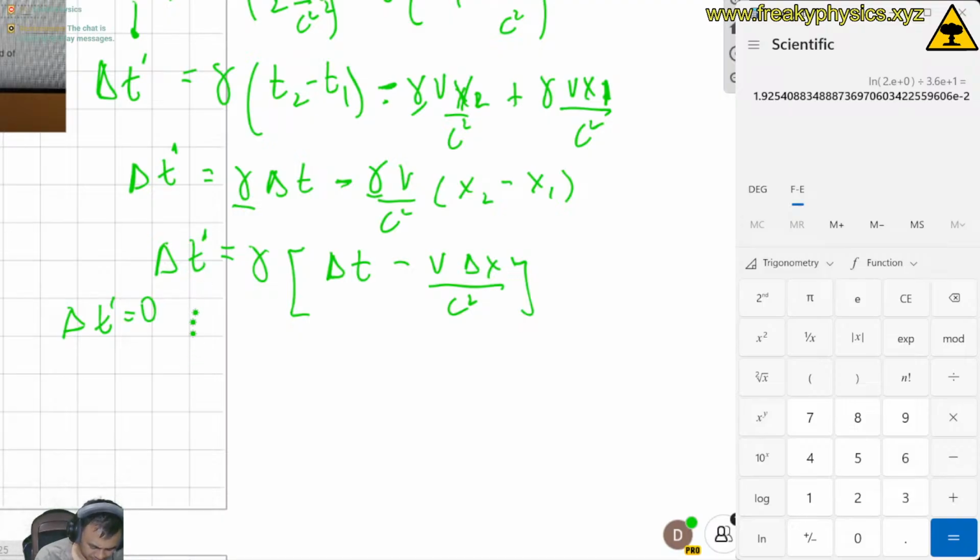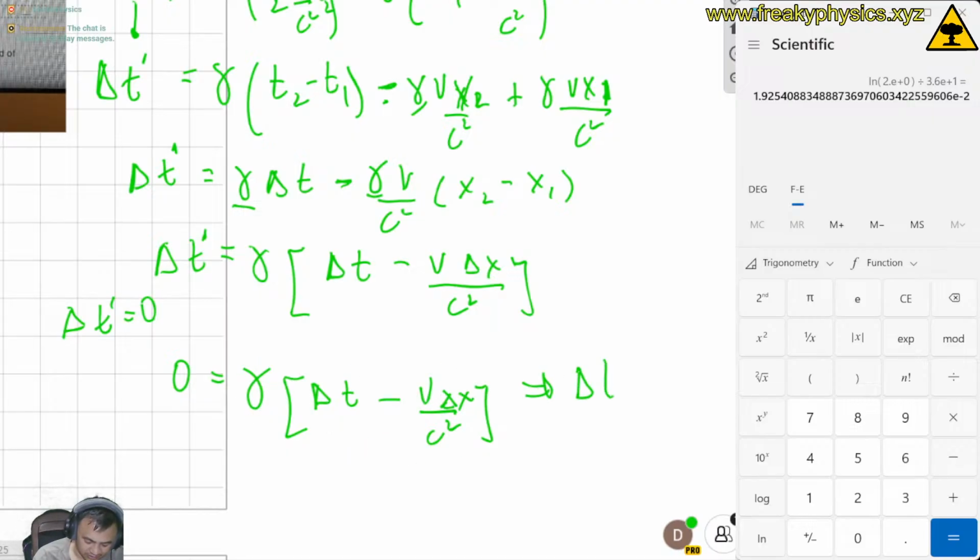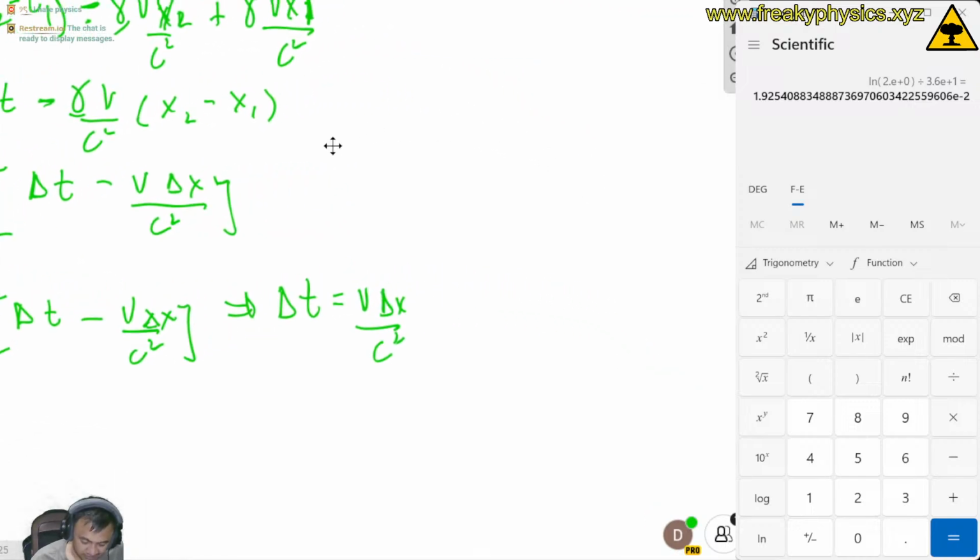So we are going to get that 0 is equal to gamma times, excuse me, delta t minus v delta x over c squared. Now because gamma cannot be 0, this must be the 0 bit. So delta t is equal to v delta x all over c squared. And we know that delta t is the time difference, so that's going to be equal to the time difference in the problem.